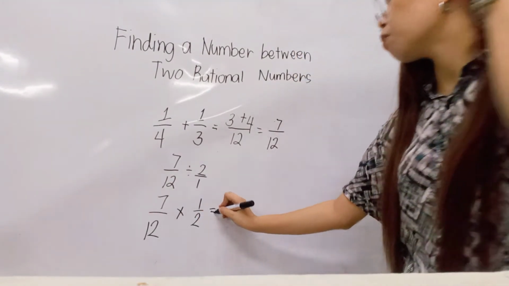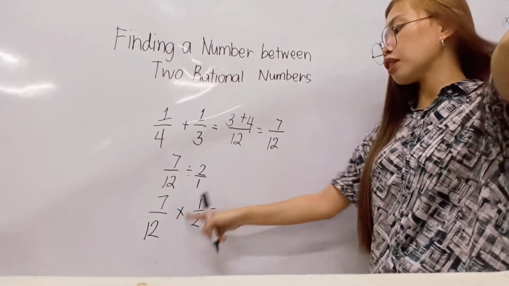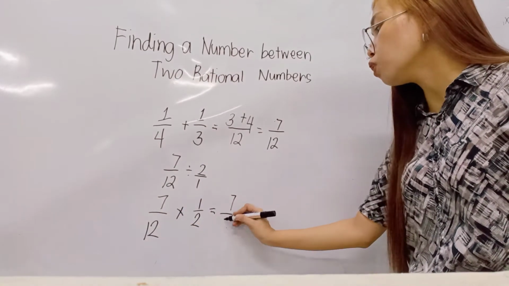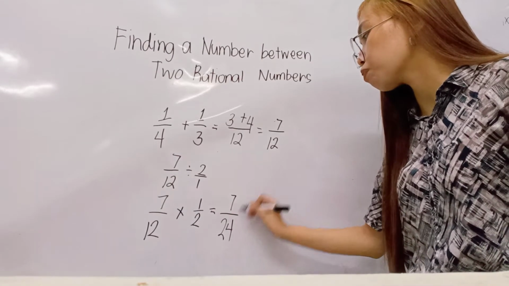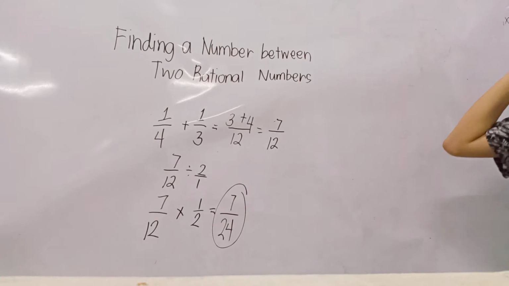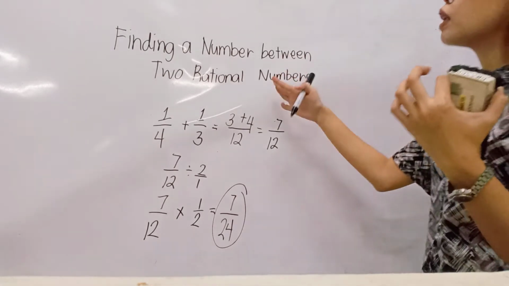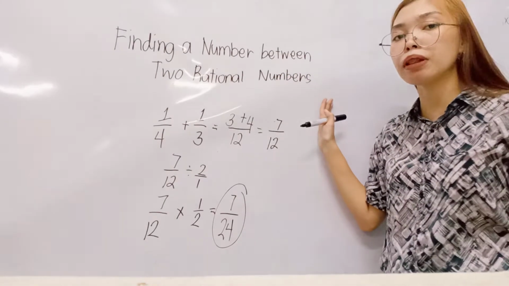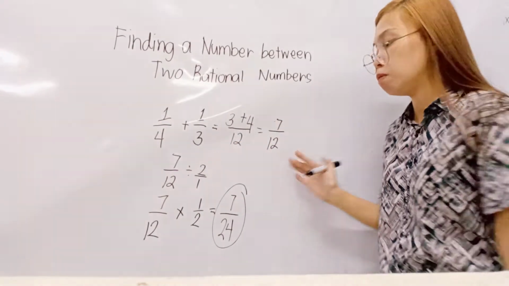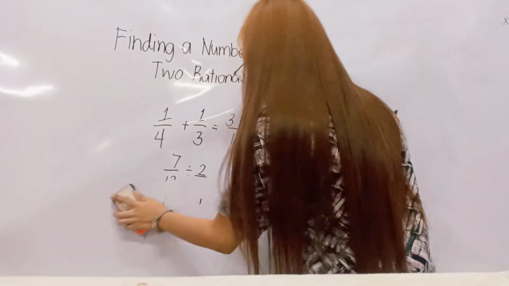Okay? So, proceed to multiplication. 7 times 1, 7. 12 times 2, 24. Okay? So, meaning 7 over 24 is a rational number or a number between 1/4 and 1/3. Okay? Another example.